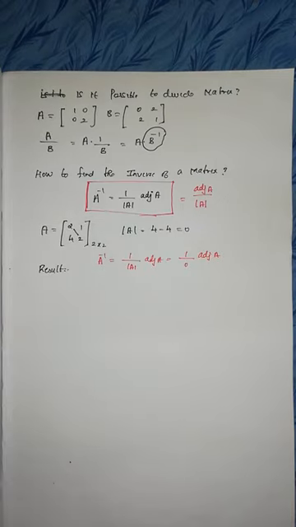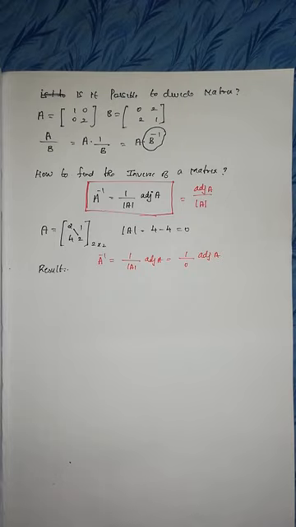Suppose, from the exam point of view, they ask you to find the inverse of a matrix if it exists. First, what you need to find is the determinant of that matrix. If the determinant of the matrix is not equal to 0, then the inverse exists.